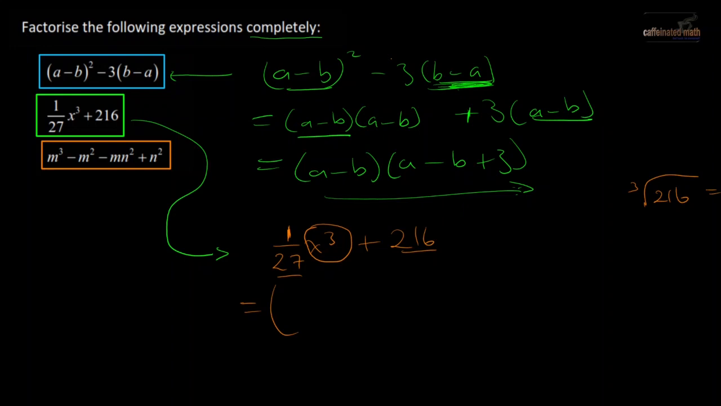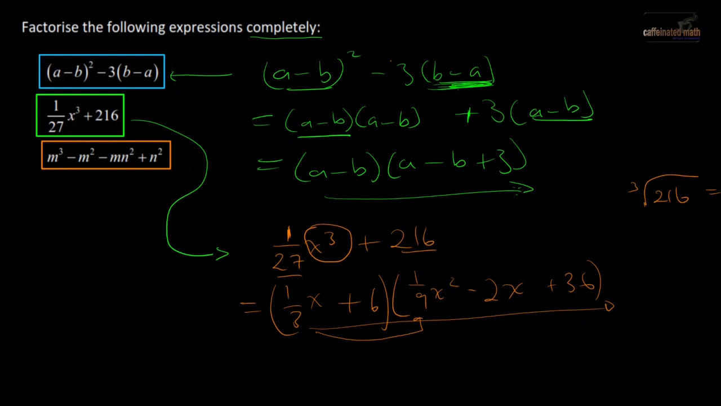Well, that is just going to be 1 over 3, which is the cube root of 1 over 27. And then x, cube root of 216, should be 6. So, square this. That's going to be 1 over 9 x squared. And then at the back end, we'll have the square of 6, which is 36. Positive, of course. And then for the middle term, we know we should change the sign. A third times 6 gives us 2, and it's just x. And that is an example of sum of 2 cubes.